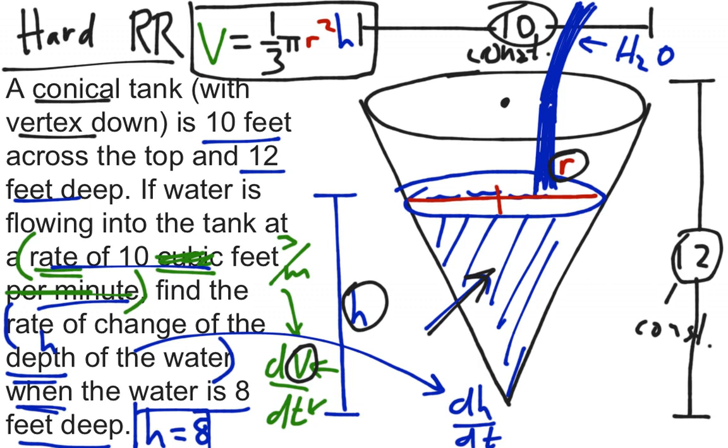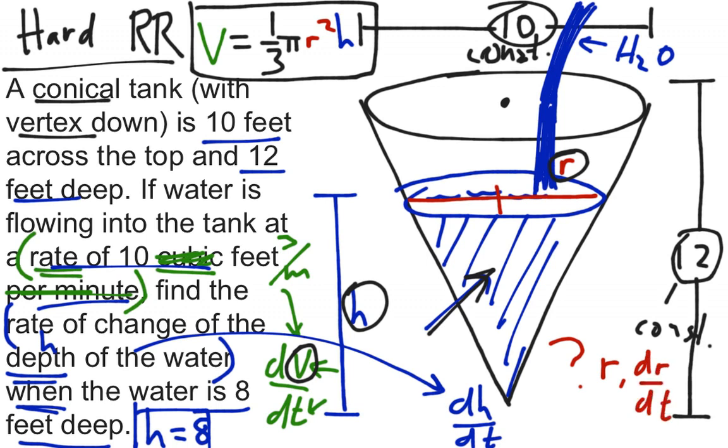Now, if you notice something, we have lots of green, which is the volume, and we have lots of blue, which is the height, mentioned in the problem statement, but where is the radius involved? Uh-oh, we have a problem, sort of. Because nowhere does it tell us anything about r or dr/dt.